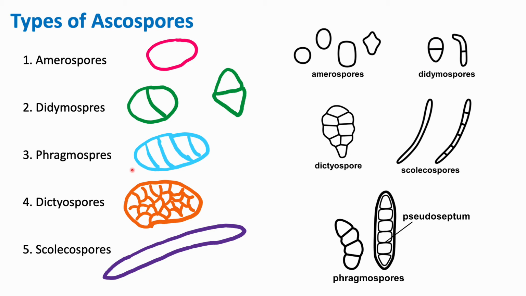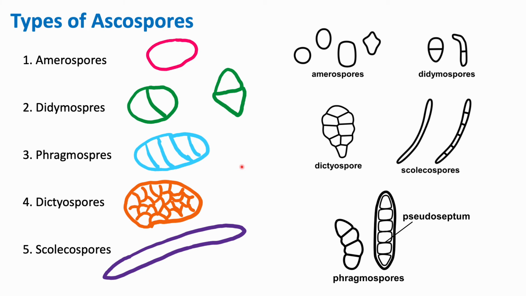Next up, we have the phragmospores, and the phragmospores are essentially these ascospores that are multiseptate. So in a way they're fragmented, so they're phragmospores, and they contain these multiple compartments. Now they can be erect or they can be slightly bent, but essentially it's just these various compartments, and each compartment will have its own nuclei.